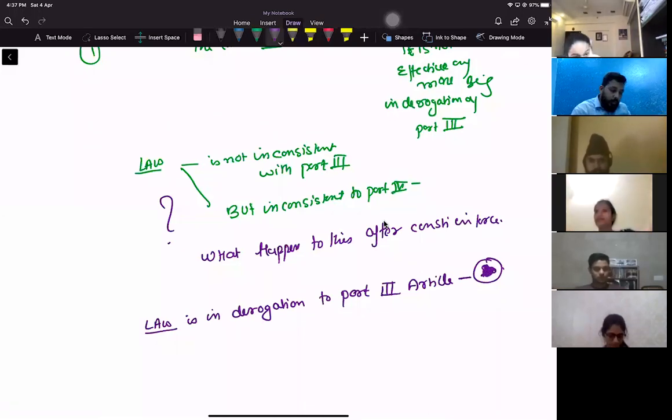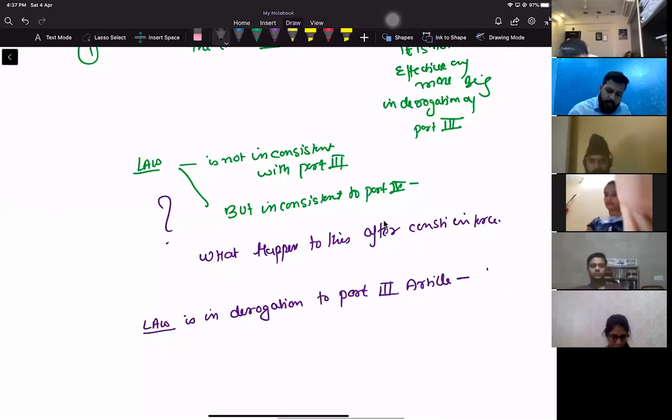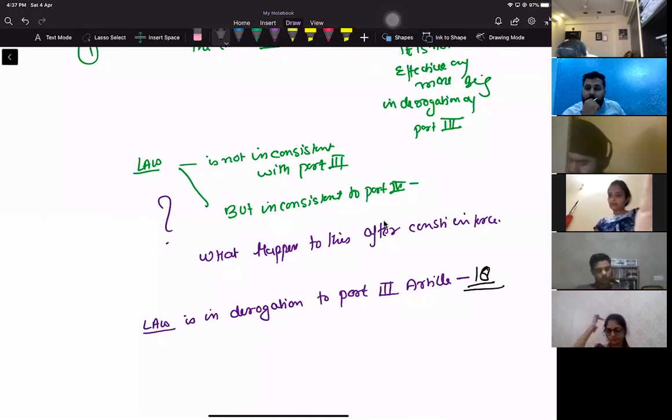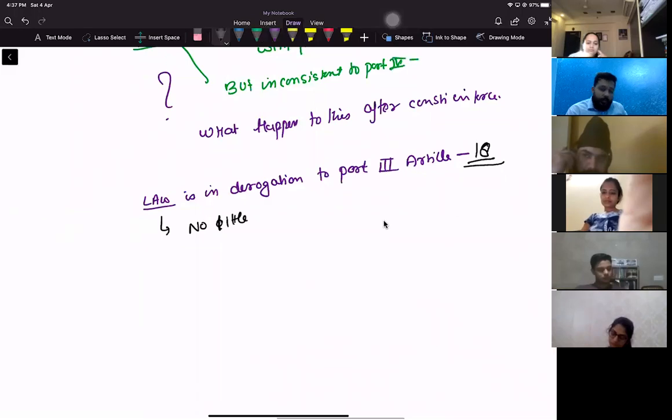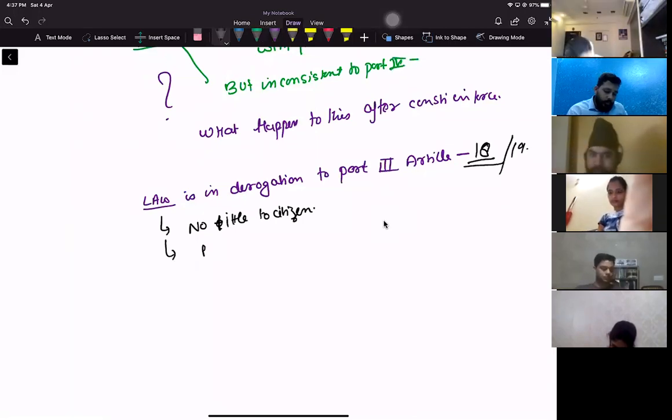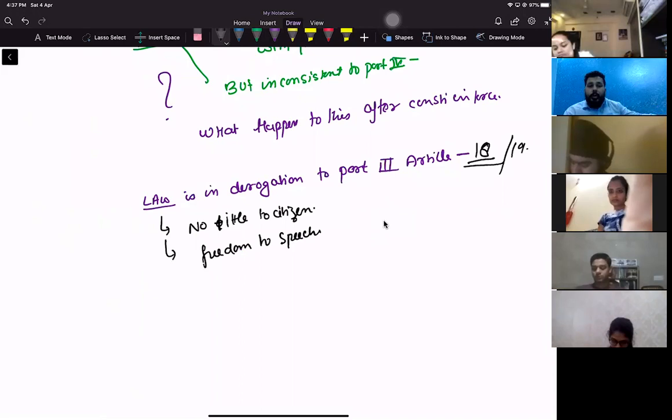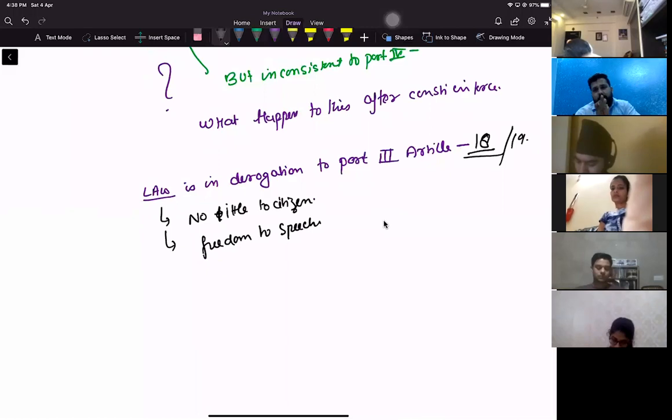So I will pick up the example of 18. Title, Article 18. The law is in derogation to Part 3, Article 18. No title to citizens. Or I can use 19, that is freedom of speech. These are two articles which I can use. So Article 19 or Article 18 I want to use. The law is in derogation to Article 18 or Article 19. That means freedom of speech.